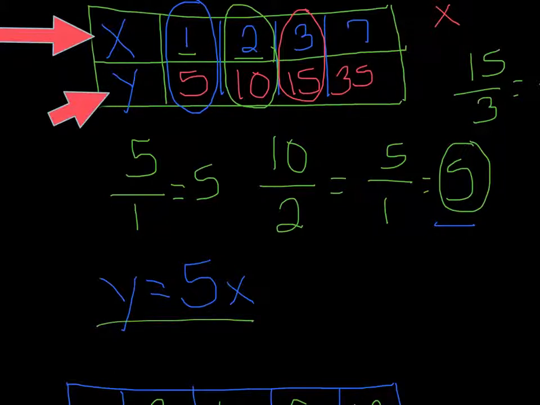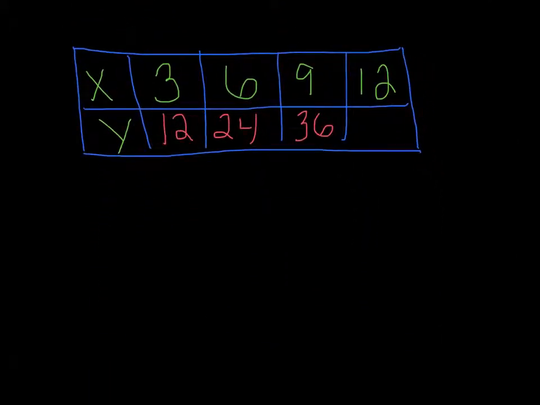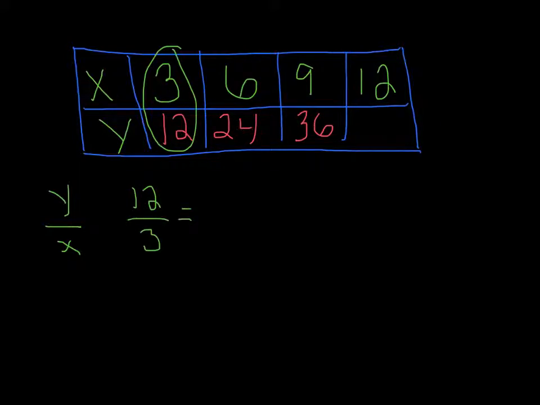Let's go ahead and do another example real quick. Okay, I have another table here. Now they give us a missing number at the very end. But all we need is 1 point. Once again, my formula will be y over x. So if I take the first interval, I'm going to do 12 divided by 3, and it reduces down to 4.